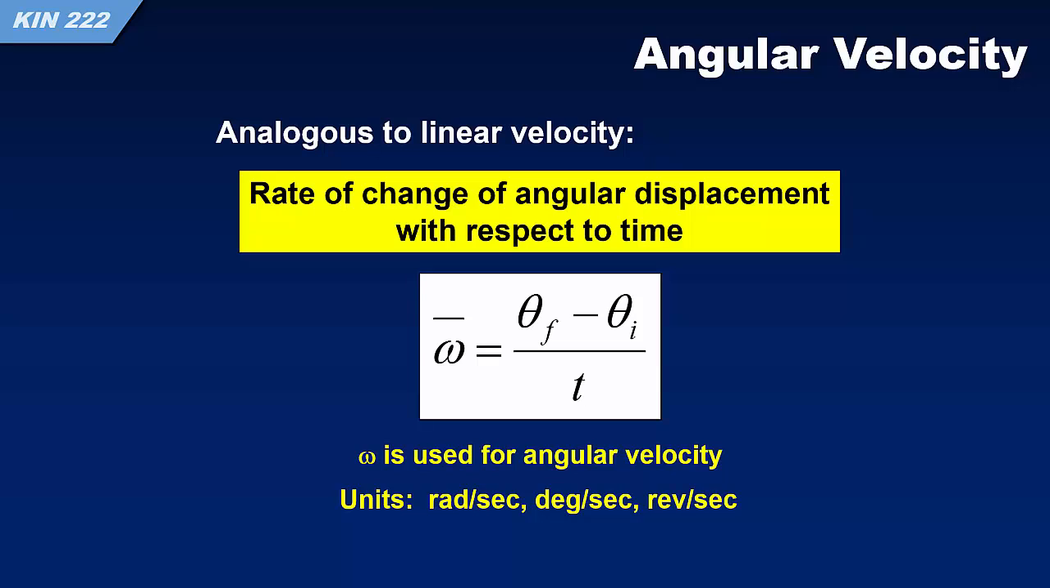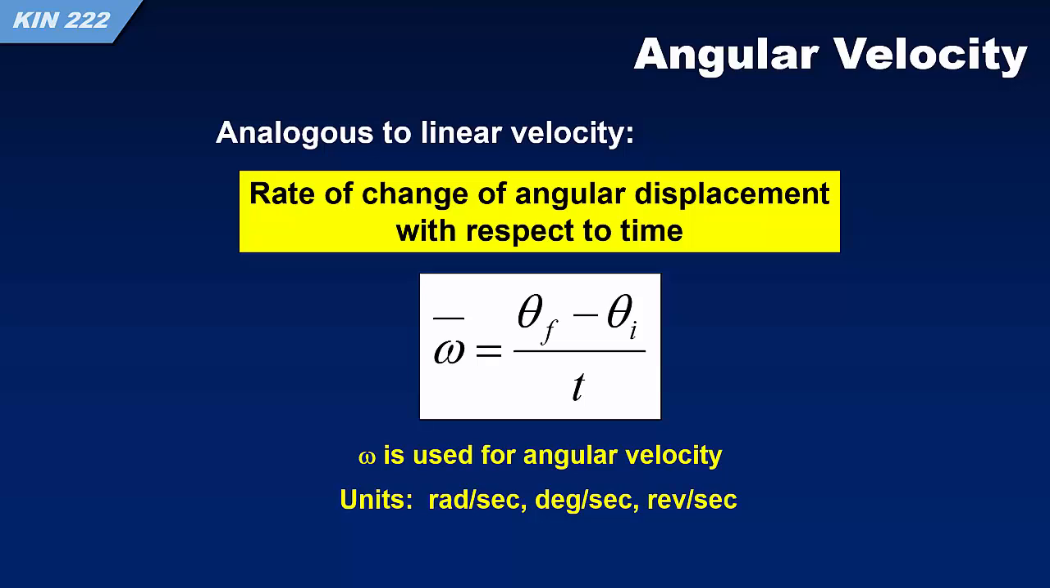So first up, we want to take a look at angular velocity. And angular velocity is simply the rate of change of angular displacement with respect to time. Now that should look familiar, because that is exactly the same kind of definition that we used for linear velocity. But in this case, we're just looking at the rate of change of angular displacement instead of looking at the rate of change of linear displacement. It's exactly analogous to linear velocity.